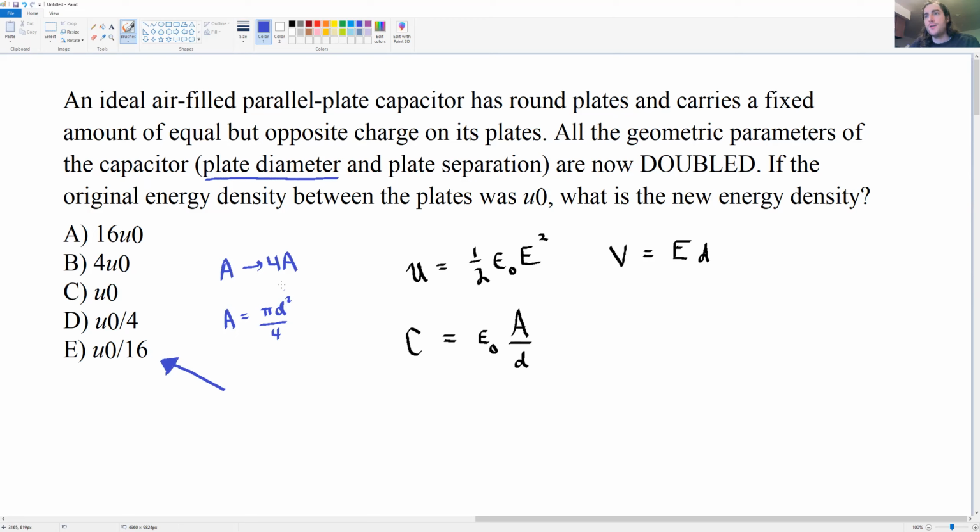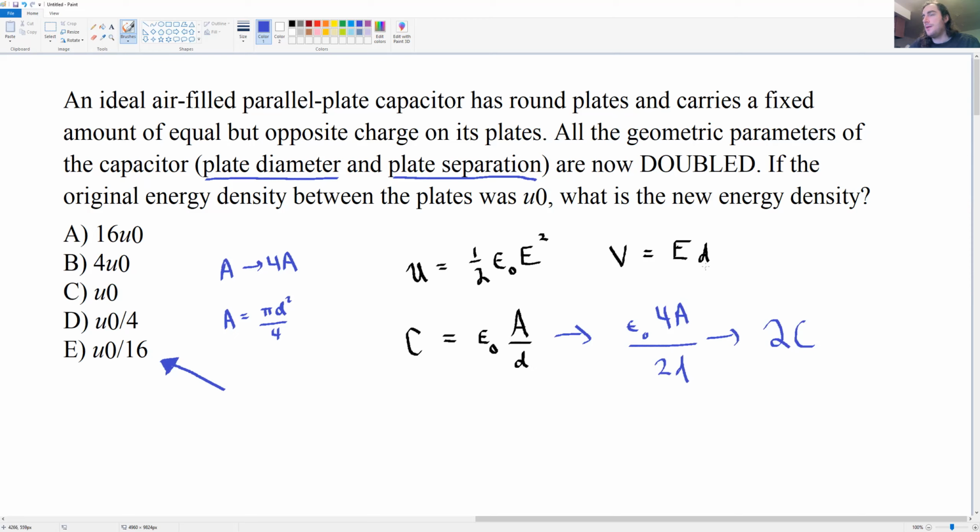So if the area increases by a factor of 4, and the plate separation increases by a factor of 2, then that means our capacitance will look something like this: 4 times the area over twice the distance. So the capacitance is going to increase by a factor of 2.